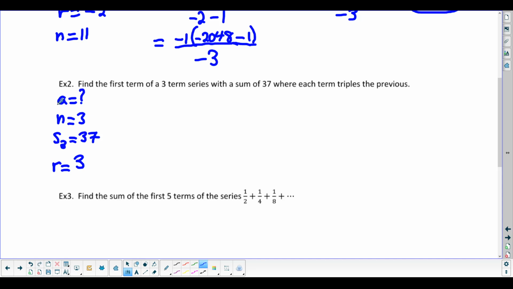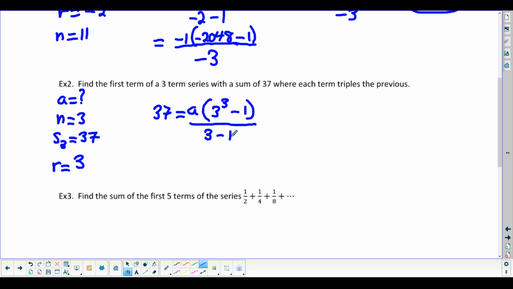Okay, so I think we know enough here. We only have one thing we don't know. That's always a good sign. So let's plug that in. So we're going to get 37 equals A, we don't know A, times R, 3, to the power of n, 3, minus 1, all over R minus 1. So 3 minus 1.